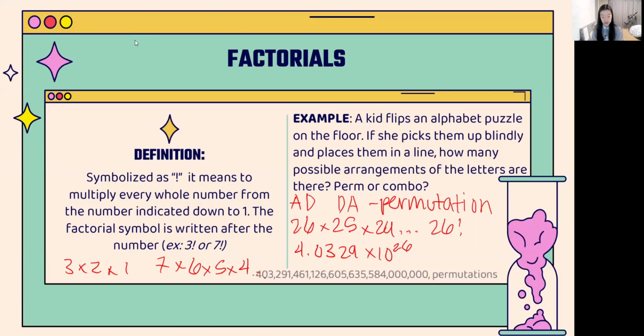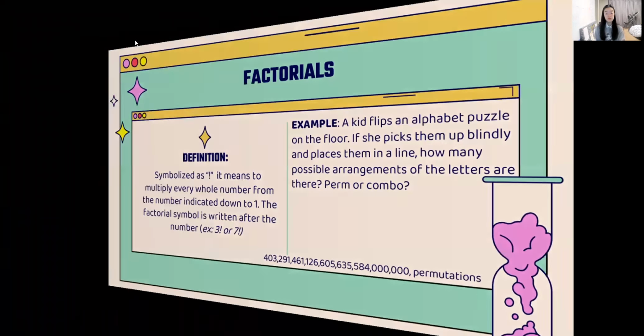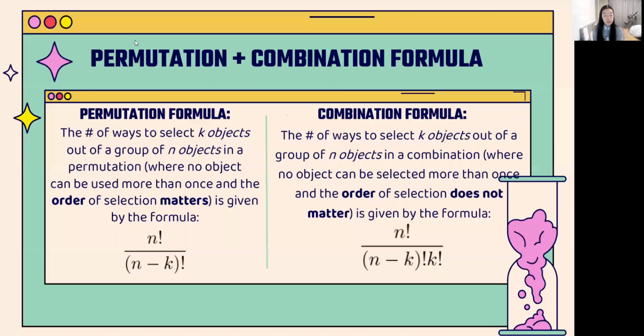Did we get it right? We did. Permutation, and then that gigantic number is what we just did. So now this is the formula for permutation and combination. The permutation formula is the number of ways to select k objects out of a group of n objects in a permutation, so this is where order matters, and it is given by this formula. Combination is the number of ways to select k objects out of a group of n objects in a combination, so order does not matter, and is given by this formula.